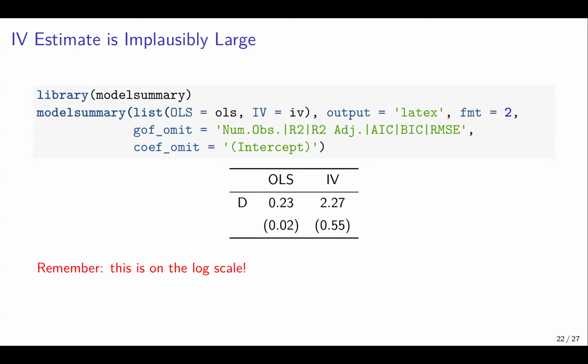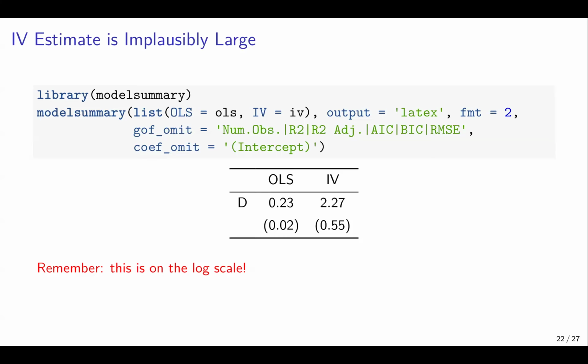Let's use Model Summary, which is one of our other favorite packages, to produce a lovely little output table. So here we've got the OLS effect, and here we've got the IV effect. So if you believe that going to college or not is exogenous, then OLS will tell you the causal effect of college on log wage. So remember that D is binary and Y is on the log scale. So that means that we are looking at basically a percentage change here. So 0.23 on the log scale is like saying upwards of a 20% increase in wage from going to college.